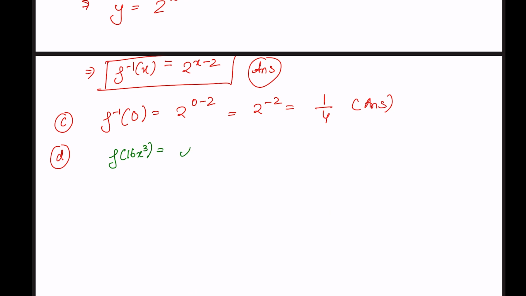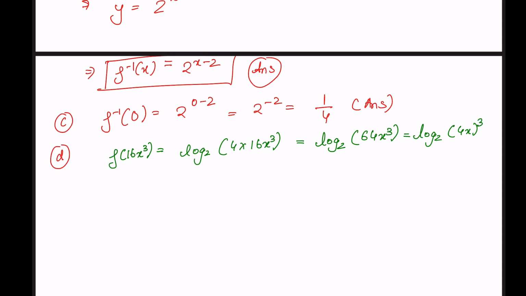This is equal to log base 2, instead of x, 4x, I'll write 4 of 16x cubed. So 4 times 16 is 64. So log base 2, 64x cubed. Right? Now 64x cubed can be written as 4 cubed, so this can also be written as 4x whole cubed. Now I can bring the 3 in front and write it as 3 times log base 2 of 4x.